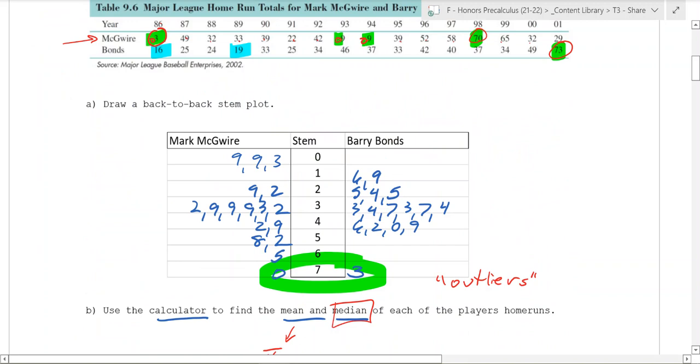All you need to do is add together all of these numbers and divide by 16 to find the mean. For the median, put them in order, and then start knocking off the first and last, the first and last, the first and last, and see what the middle number is. If there's 2 in the middle, you average them.